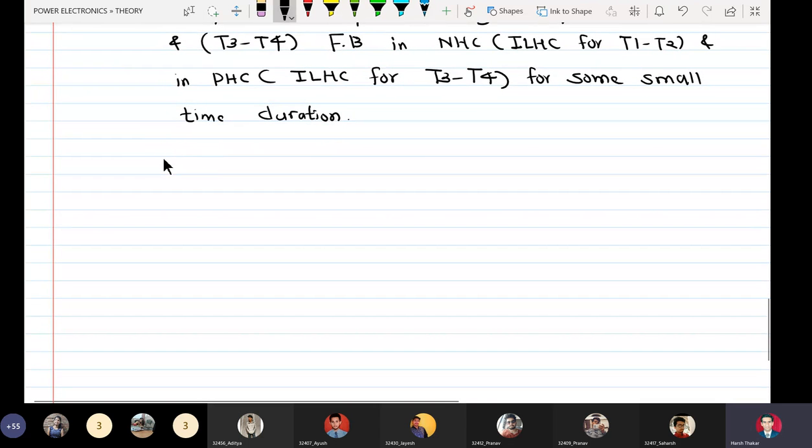Okay, so what is the result of this? The result is the VL waveform has a negative vestige. I hope that we have heard this word vestige in analog communication, which is called vestigial sideband modulation. So what is vestigial sideband modulation?